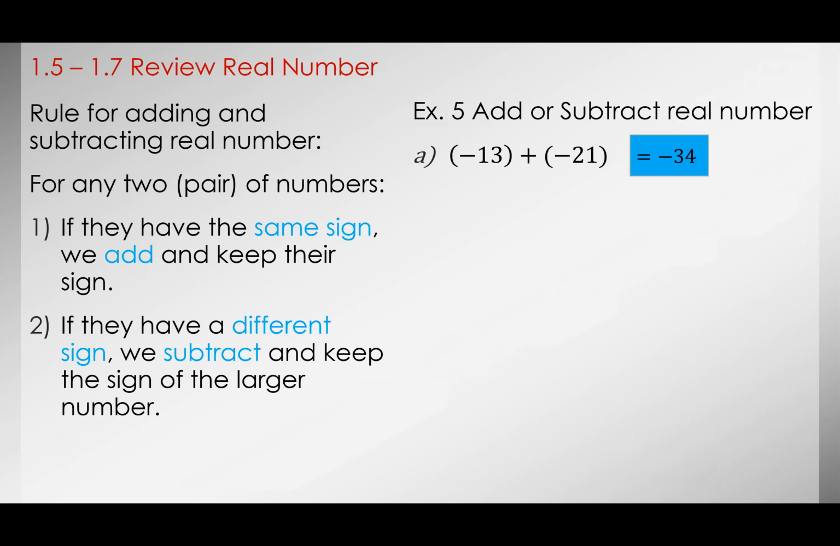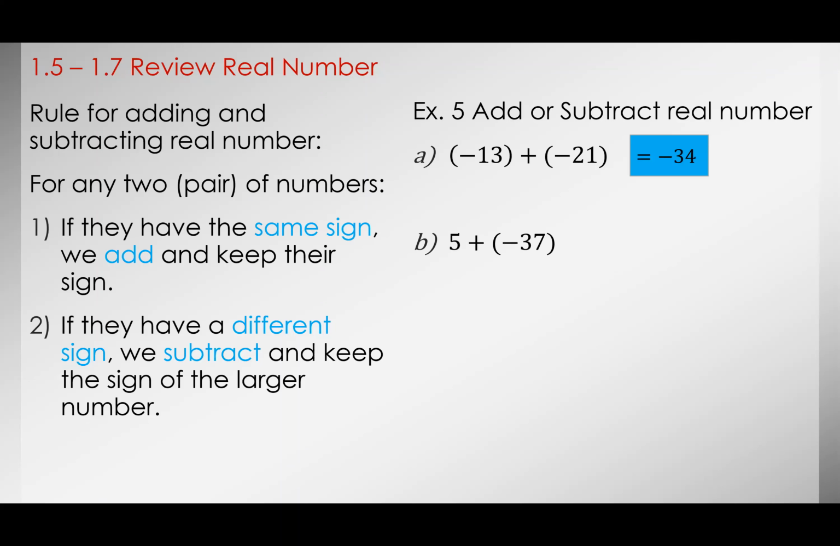Again, a lot of students like to put this in the money perspective. If it's negative, meaning you owe somebody something. If it's positive, meaning you have the money. So again, you owe me $13 and then you owe me another $21. In total, you owe me $34, right?